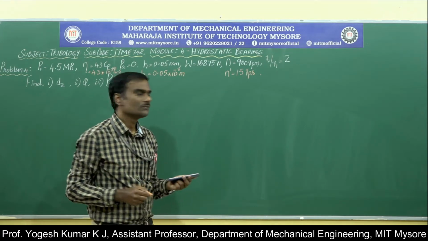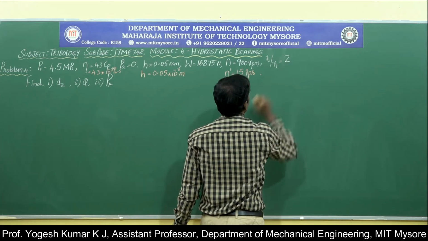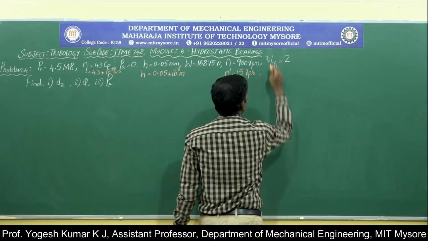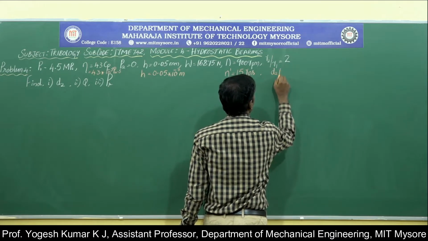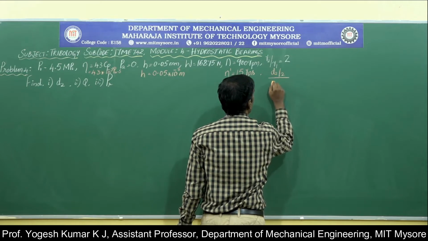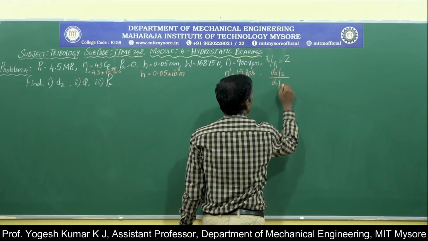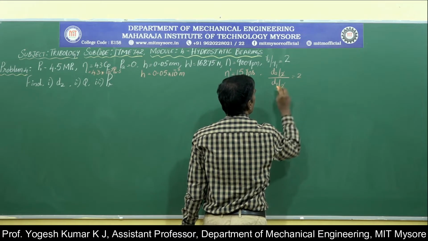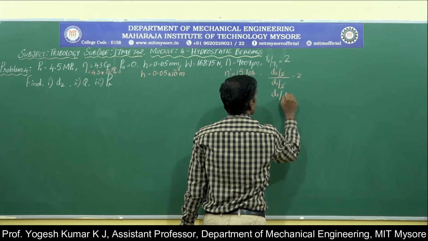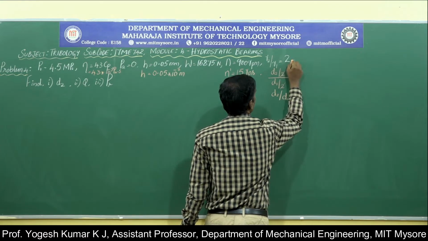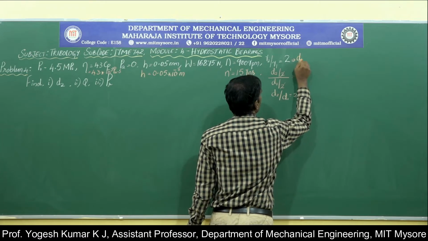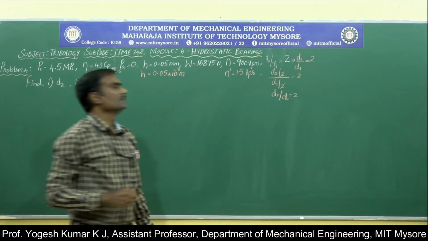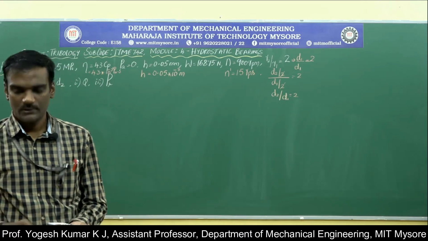R2 by R1 is equal to 2. What is the radius? It is half of the diameter. So R2 can be written as D2 by 2, and R1 as D1 by 2. We can cancel 2 and 2 on either side, so R2 by R1 can also be written as D2 by D1, and the value is 2. This will be helpful for us while solving the problem.